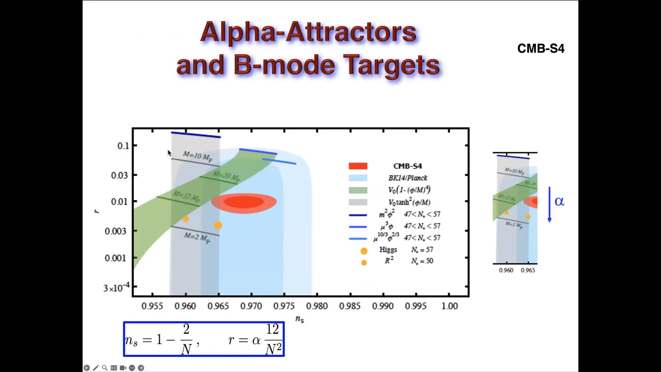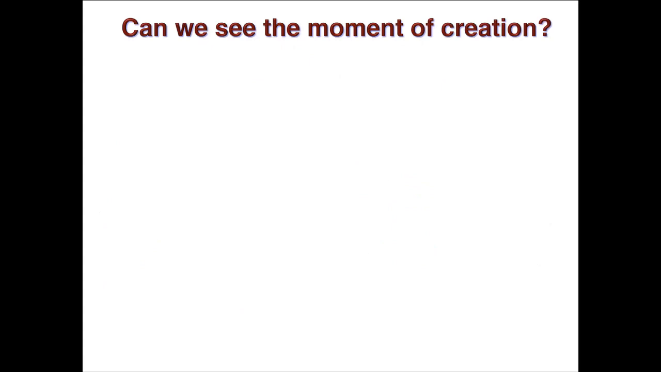And here this gray vertical line shows predictions of this family of alpha attractors, and these yellow points show predictions of Starobinsky and Higgs inflation. So we are in the business of comparing our models with experimental data. And now I'm going to a more philosophical part.